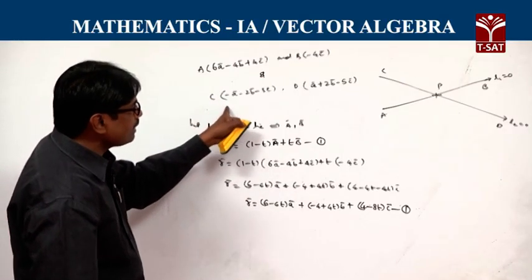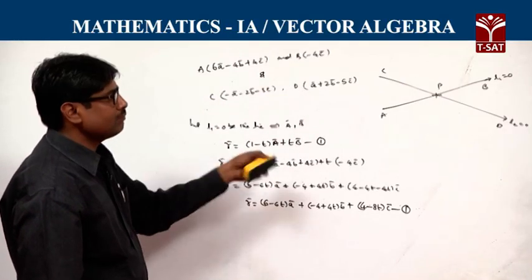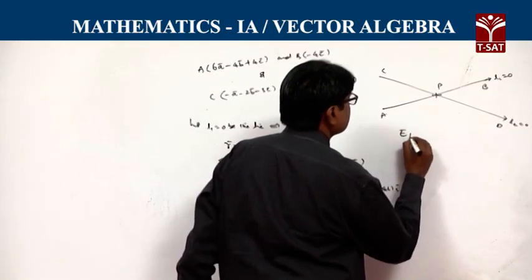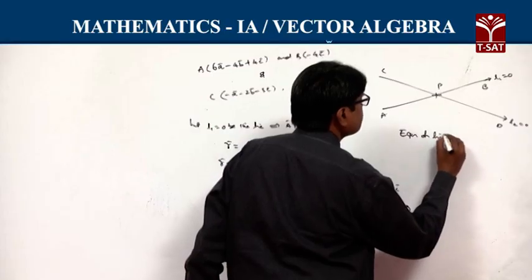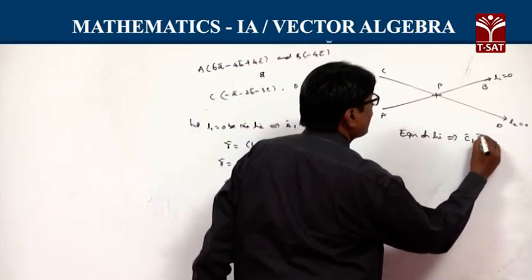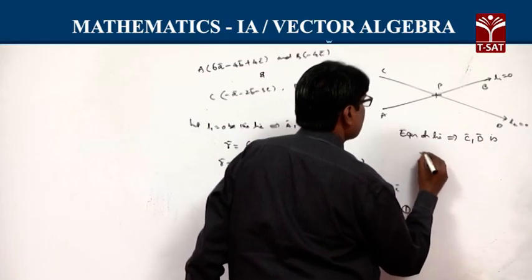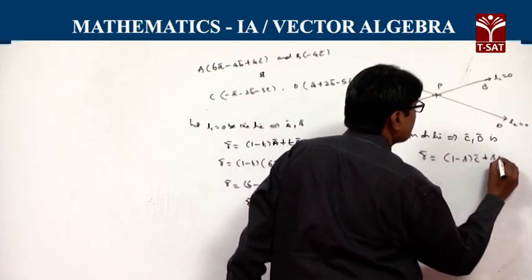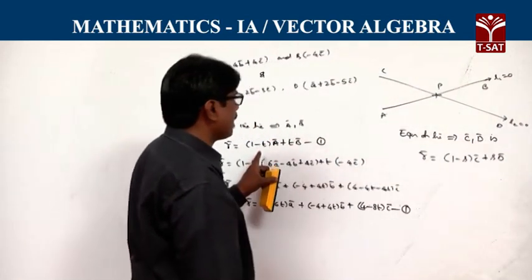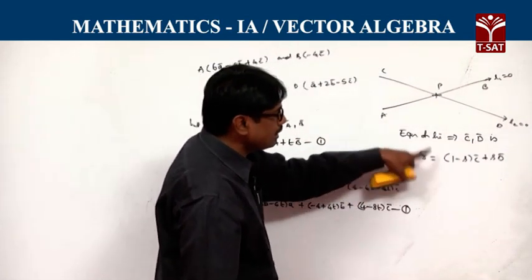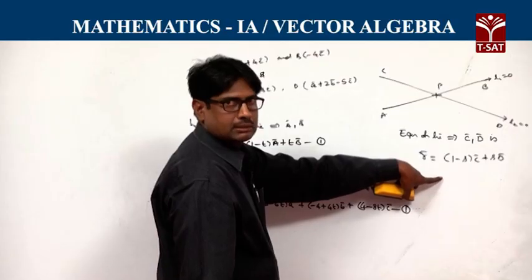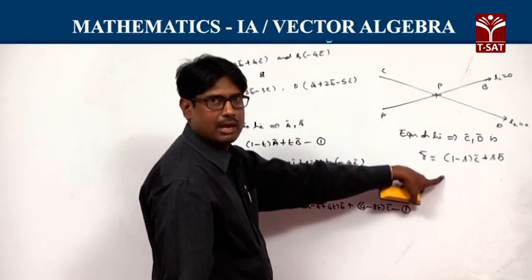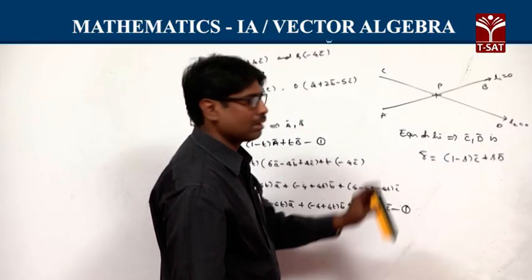Now, we will find the line equation passing through C and D, then we will go for the point of intersection. The equation of the line passing through C bar and D bar is R bar is equal to (1 minus S) into C bar plus S D bar. Do not use the same parameter, because S and T will be different parameters. If you take the same T, coincidence will happen. To avoid this, take different parameters.